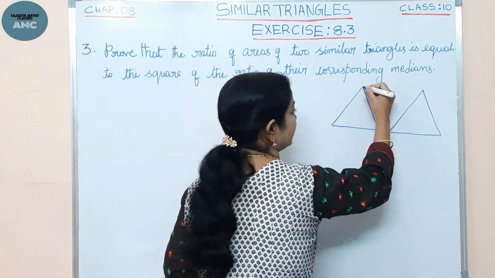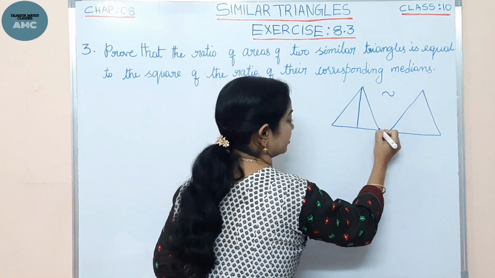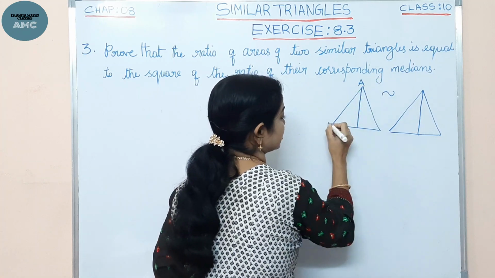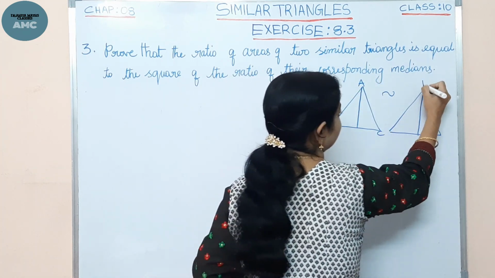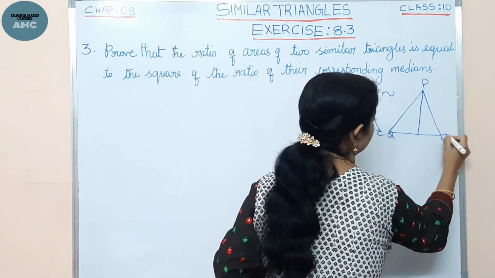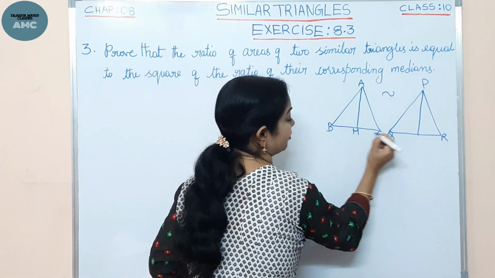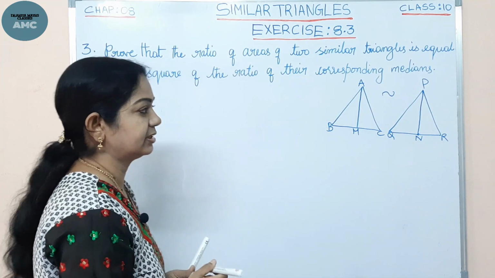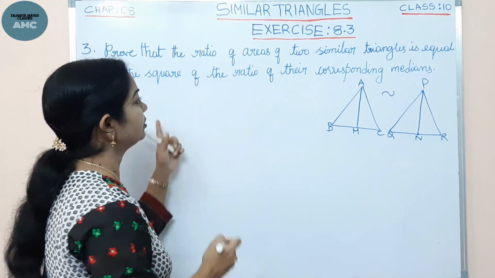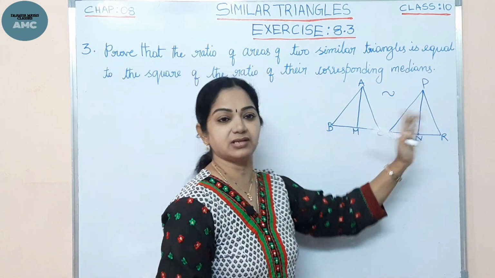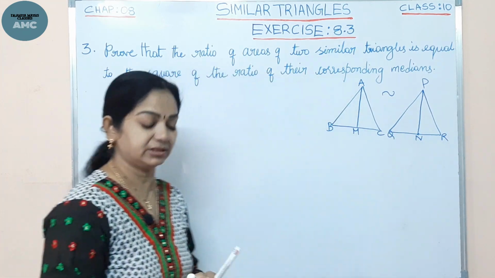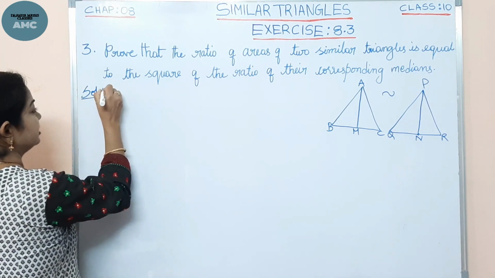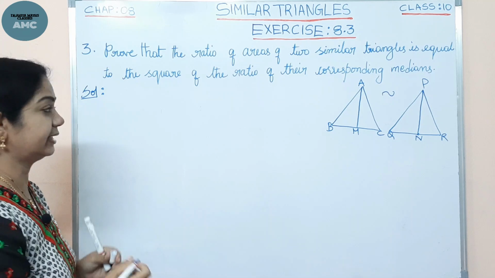Now medians, let me draw the medians here. Okay. Now let us suppose this as ABC and this as PQR. So let this as AM one median and PN as a second median. Right. Now we know that given that there are 2 similar triangles, right. Now we have an important theorem. I'll tell you the statement of the theorem. It is theorem 8.6 in your textbook, right.